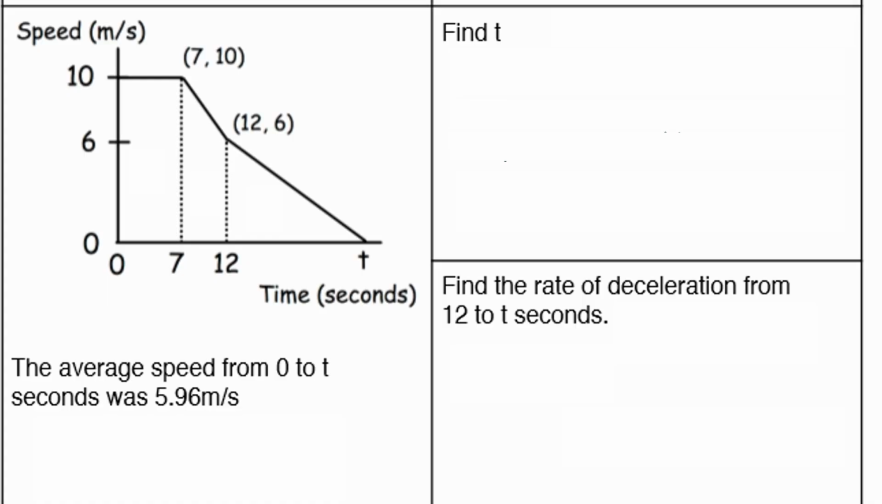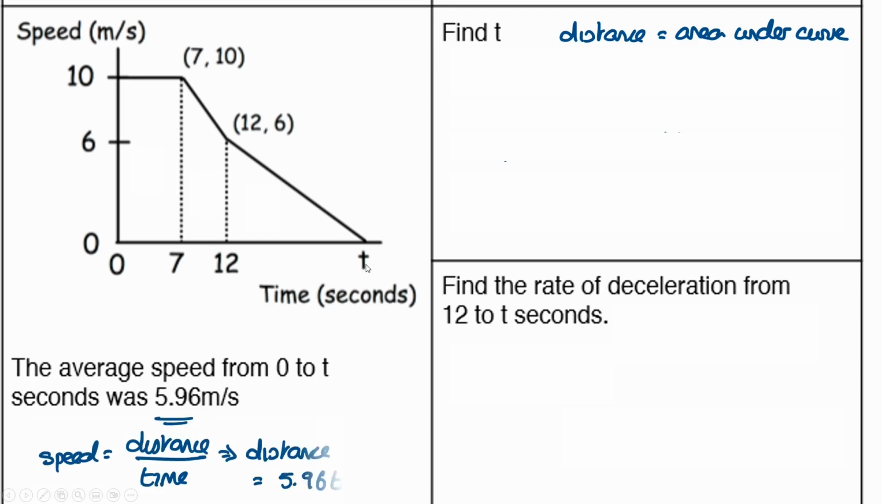All right, so we've got a lot going on here. We've got a speed versus time graph, and we've got changes in speed over time. It also tells me the average speed from 0 to t was 5.96. And then the question says find t. Now, from this question, I know that the area under a speed graph is the distance. So the distance is the area under the curve. However, I also have the average speed is 5.96, and I know it does that for t seconds.